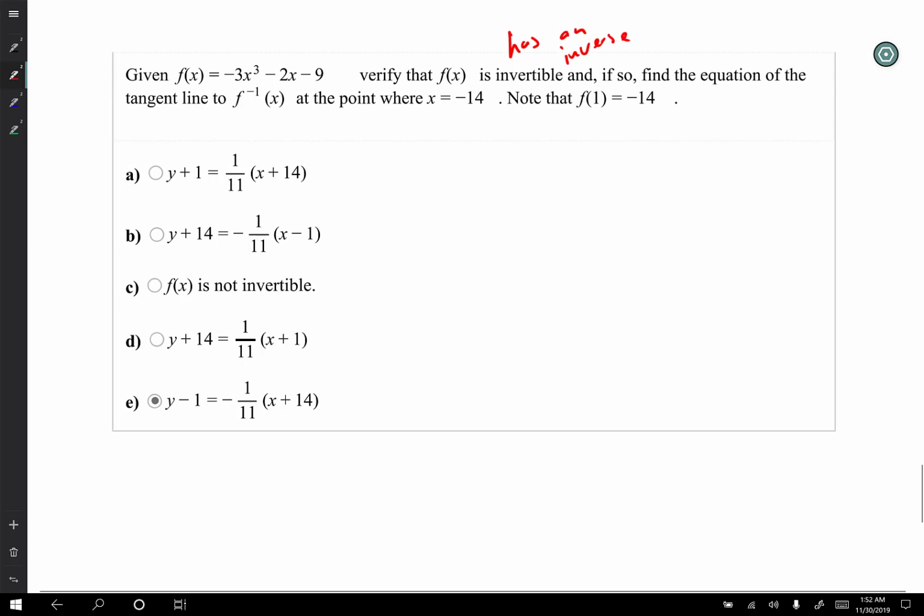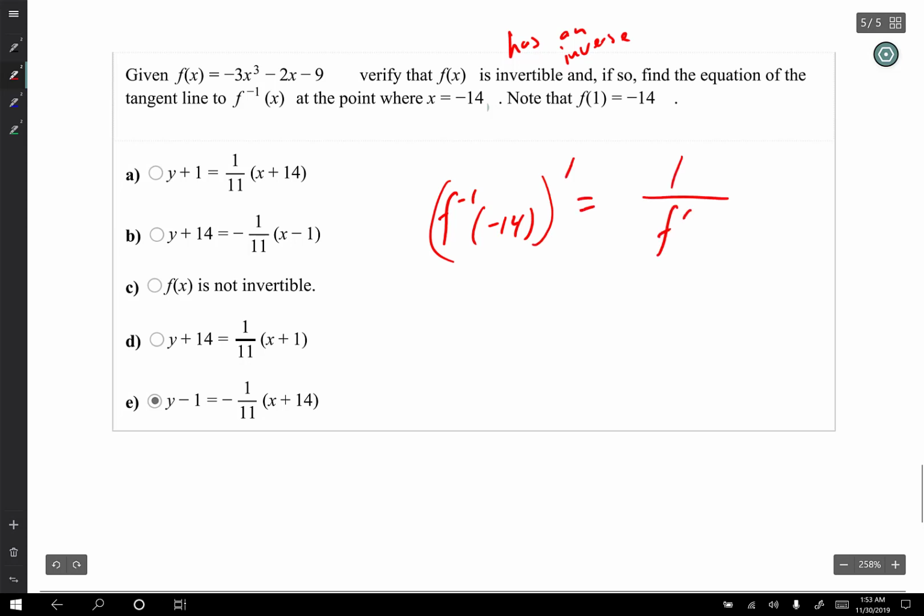For sure. Okay, so now that we got that out of the way, all I need is the slope of my inverse where my inverse function is negative 14. So since we know the relationships between the original and your inverse function, I can just find my derivative at 1 and just take the reciprocal, and that's going to be my slope of the inverse. So here's what I'm trying to say, guys. So the derivative of the inverse at negative 14 is nothing more than the reciprocal of the derivative of f at 1.